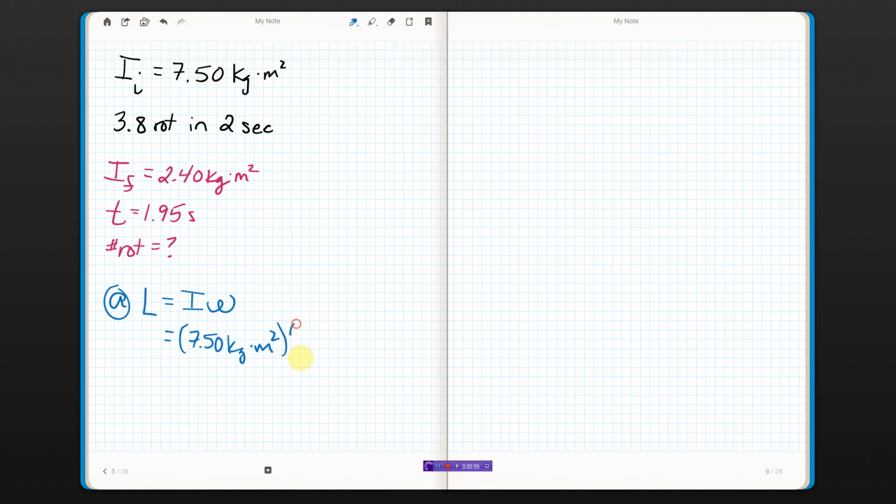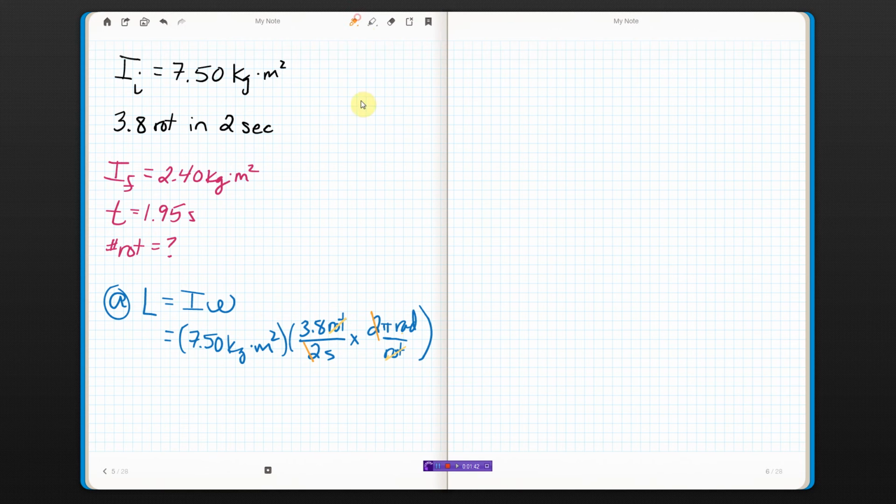Omega is supposed to be radians per second. Well, what I have is 3.8 rotations per 2 seconds. I need to multiply by 2 pi radians per rotation, so that the rotations cancel out and I'll be left with radians per second, which is what I want. So this should be it: I times 3.8 times 2 pi over 2. Interestingly enough, the 2's cancel out. So really what I have is 7.5 times 3.8 times pi.